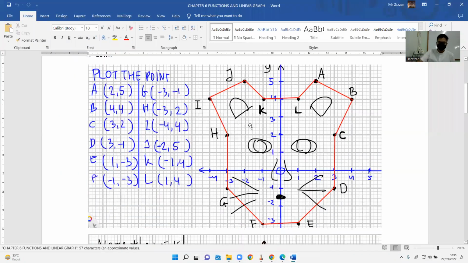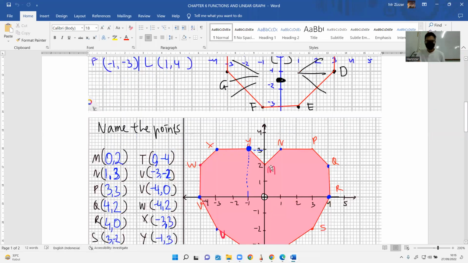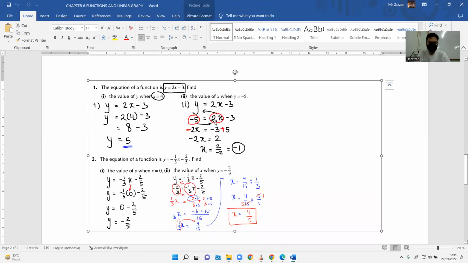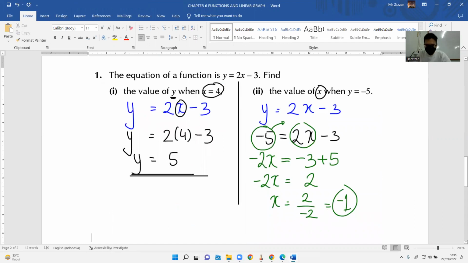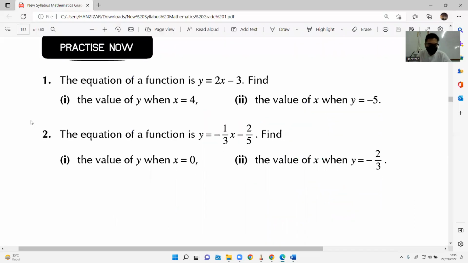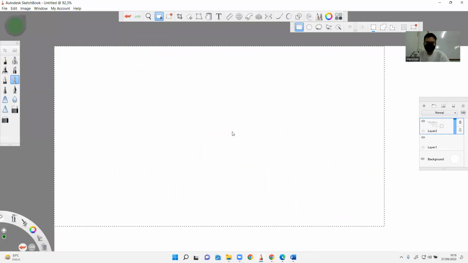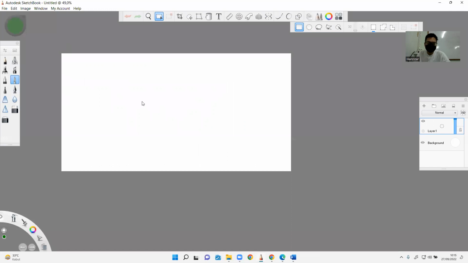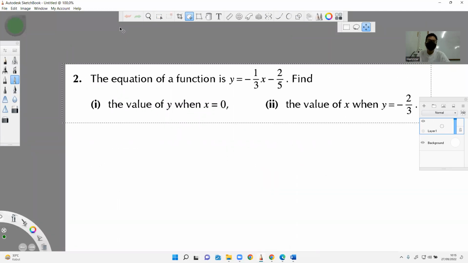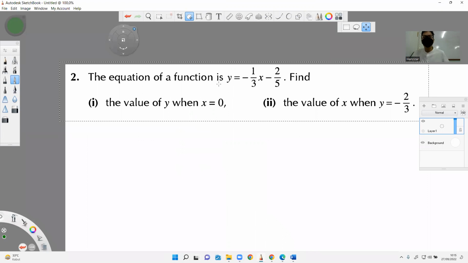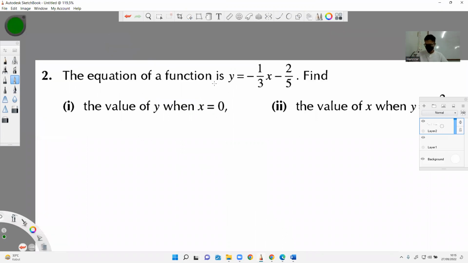So after we learn about the Cartesian diagram, we try to focus on the function. I will delete this and copy one by one. And then one last question, about fractions. This is more challenging because we deal with fractions, but the rules are the same, guys. Look: find the value of y when x equals 0. We have y equals negative 1 over 3 x minus 2 over 5.